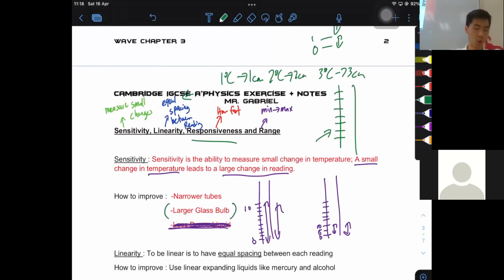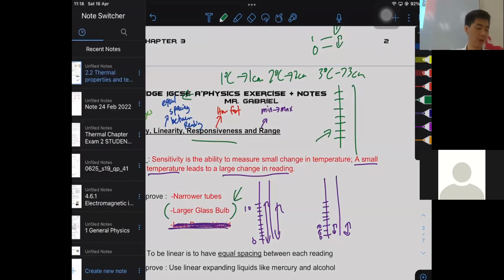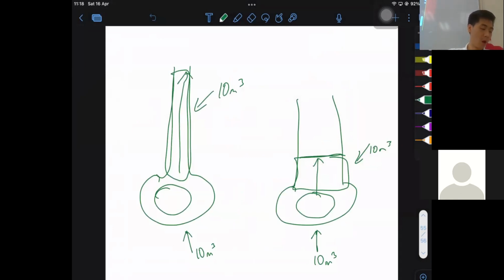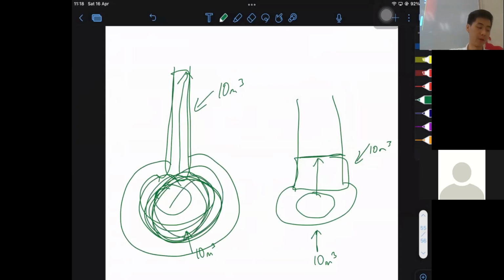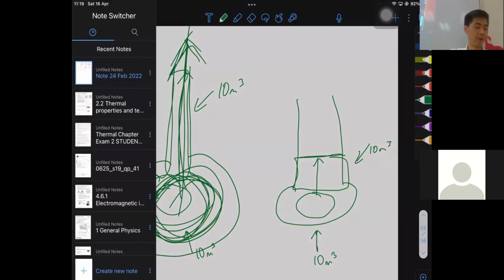The second one is quite relatable and quite logical as well. You want to use a larger glass bulb here. Why? Because if you have a larger glass bulb, obviously it will contain more liquid inside, right? And when there's more liquid inside, yet again, the ultimate goal is to push the liquid as far as possible, right? Because the definition of sensitivity is a large difference in the reading, right? We want to push the liquid up as much as possible to increase the sensitivity. Right, so this one here, very, very important.